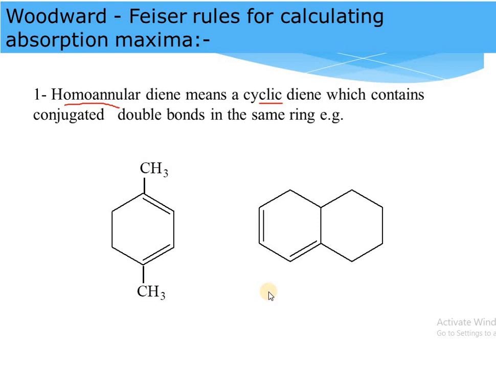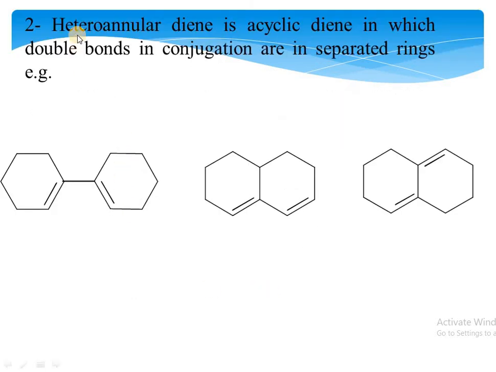So similarly, what is heteroannular? 2 double bonds are present in different rings. So 2 double bonds are in conjugation, but they are present in different rings. In this example we can see 2 rings are present, but one double bond is present in one ring and this double bond is present in another ring, but they are in conjugation, double, single, double. So it is a heteroannular diene.